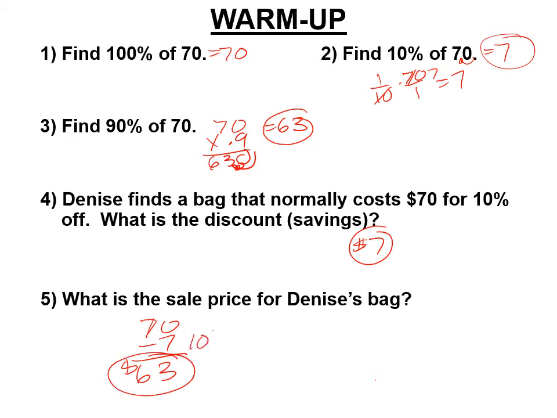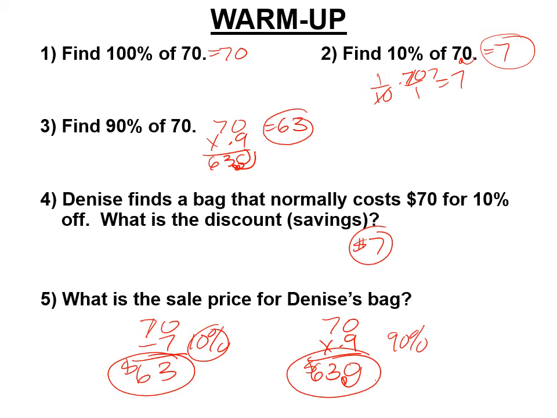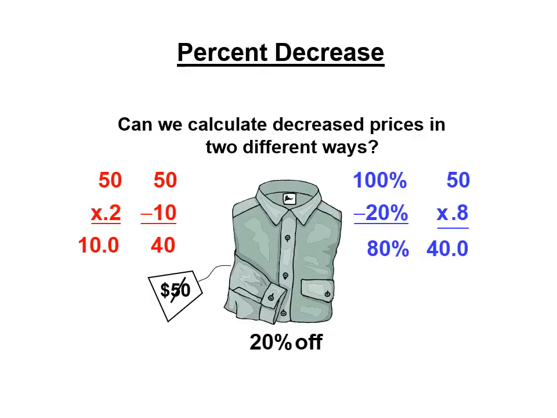So you can subtract the 10% savings, or you could just do 0.9 times 70. You have two options in this. You can subtract the 7, the 10%, or you can just calculate the 90%. If it's a 10% savings, that means the bag is going to cost 90% of the normal price. This is called a percent decrease. All right, so here are the two methods, and you need to know both methods. Today you're going to make sure you know both.